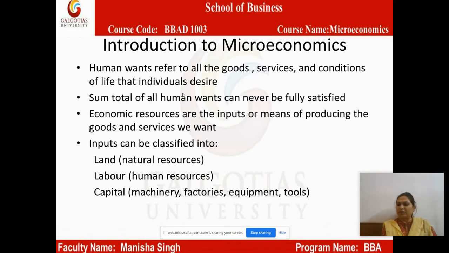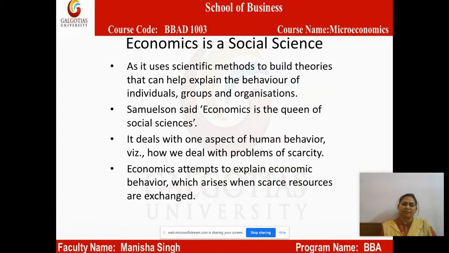Land refers to natural resources. Labor is the human resource, and capital refers here to machinery, equipment, factories, tools. That is the capital which we are discussing here, right? Here we are just touching on the basic concepts of economics and how you can understand what you will be studying in economics, particularly in microeconomics, as we go along. So this is basically an introduction of what things you are later on going to study.